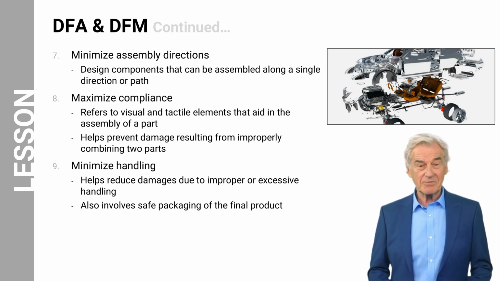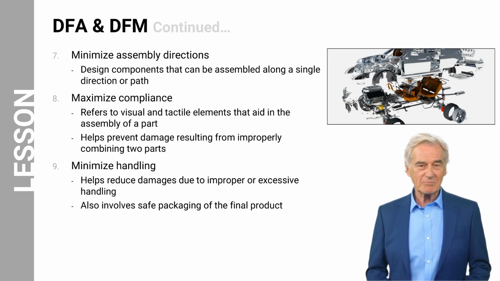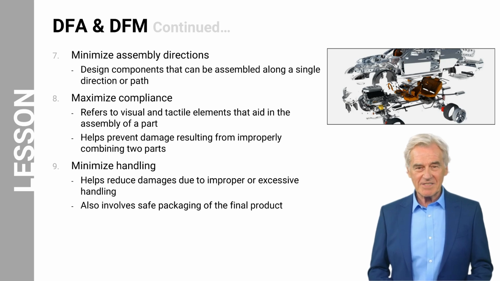And lastly, minimize handling. Product or material handling is one of the easiest places for removing unnecessary waste from the system. It can also aid in the reduction of damages due to improper or excessive handling. Handling also involves the safe packaging of the final product. Using these methods will result in a product that is easy to manufacture and assemble. If more time is spent during the product design process by using design for manufacturing and design for assembly, there is a potential for capital savings for the company on the manufacturing side.